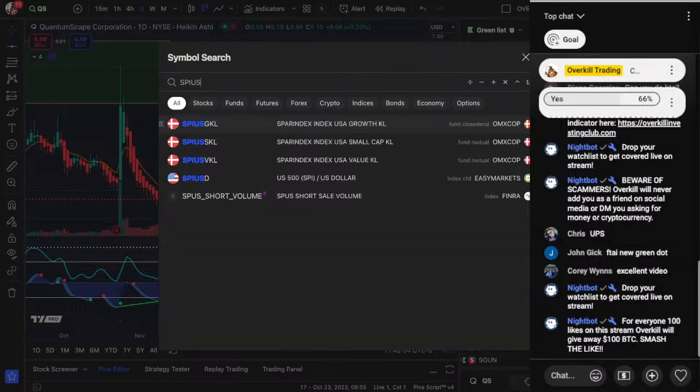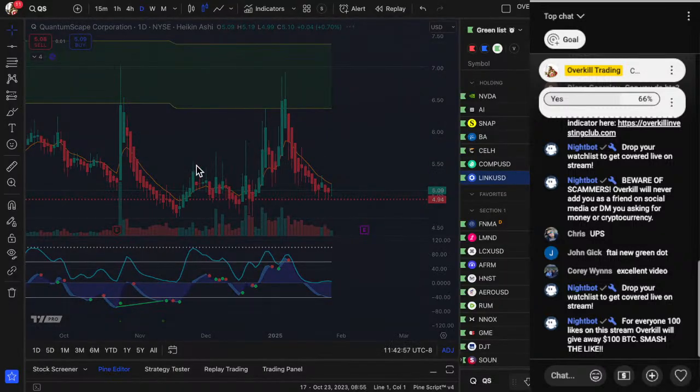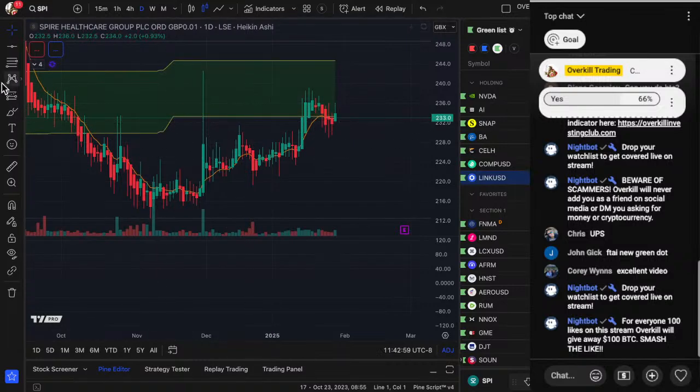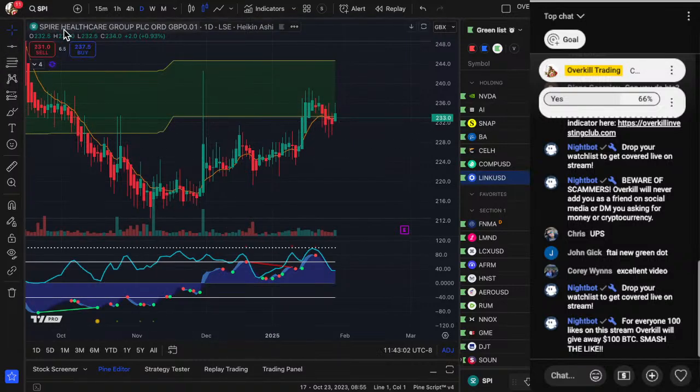SPI, USD. Okay. Can you guys start saying if it's a crypto or a stock? I know that might be a lot to ask, but okay, Spire, you said healthcare group.